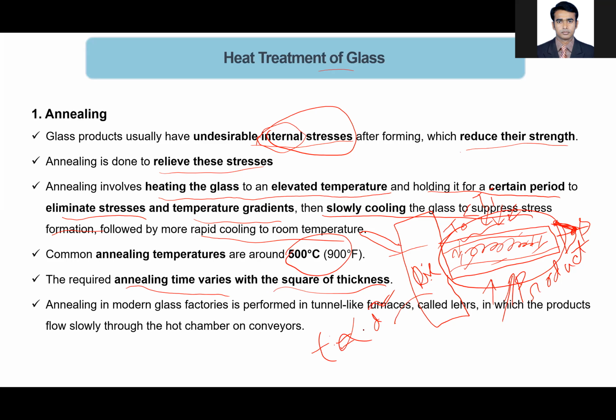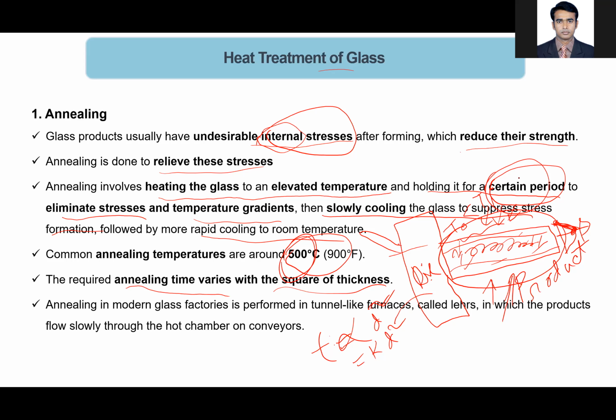If we equate it, K is a constant, D square, something like that. The annealing time varies with the square of the thickness. If the thickness of the material is high, then annealing time will also be high. That means the certain period that we have to hold at that temperature, 500 degrees Celsius, depends on the thickness. If the thickness is higher, then the required amount of time for annealing will also increase.